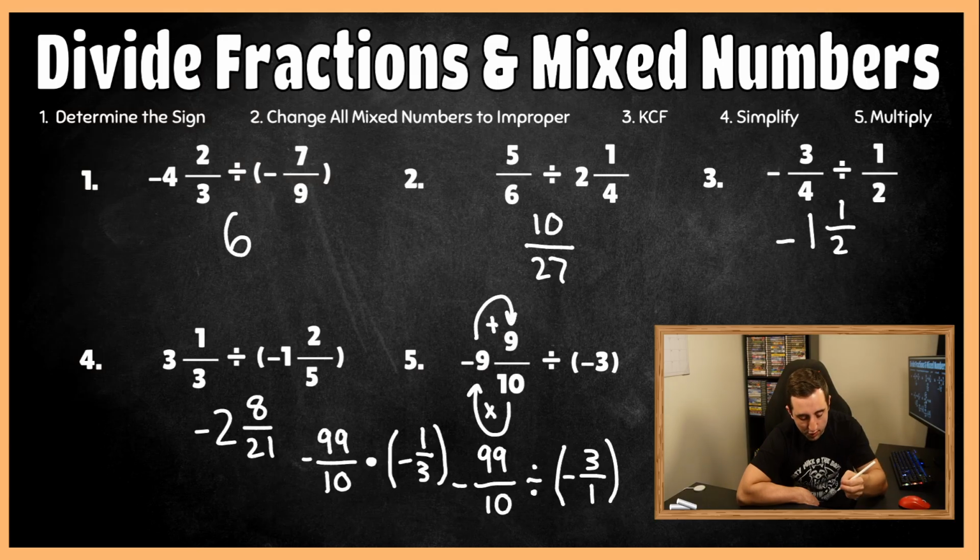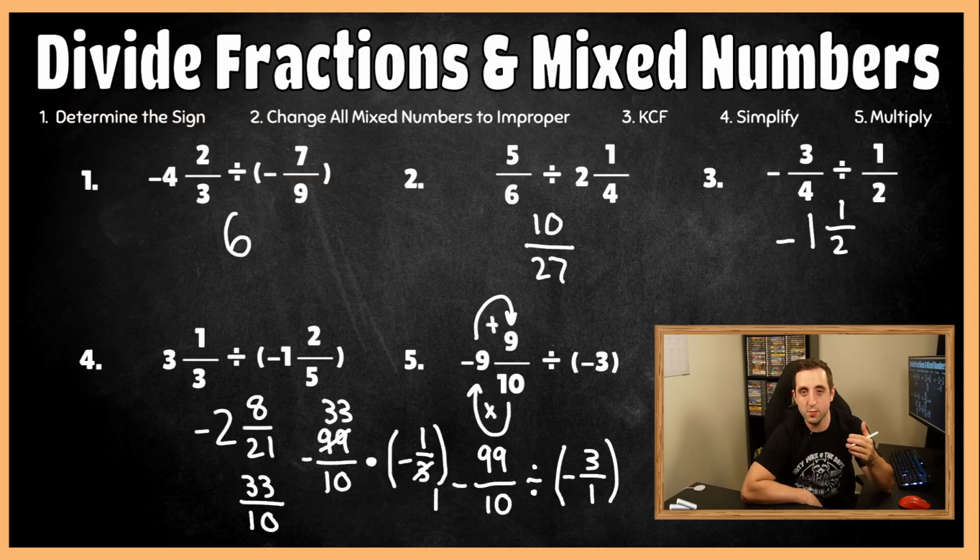Well, 3 and 99 are both divisible by 3. So 3 divided by 3 is 1. 99 divided by 3 is 33. And now we can go ahead and multiply our numerators together and our denominators together. So 33 times 1 is 33, and 10 times 1 is 10.